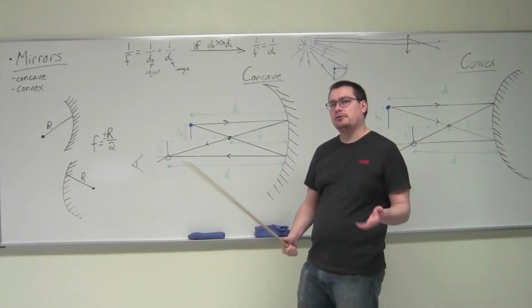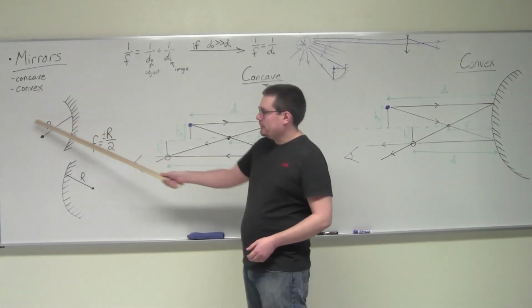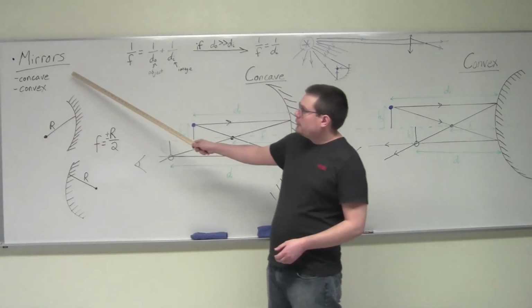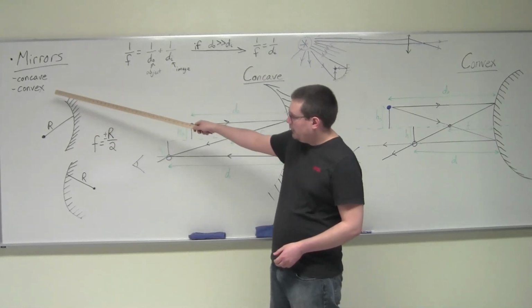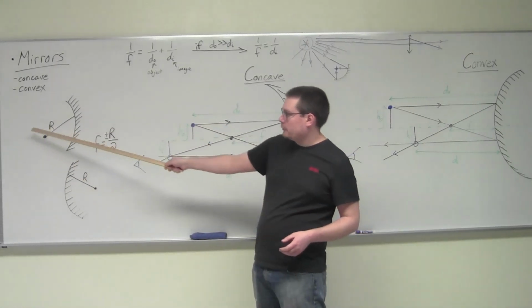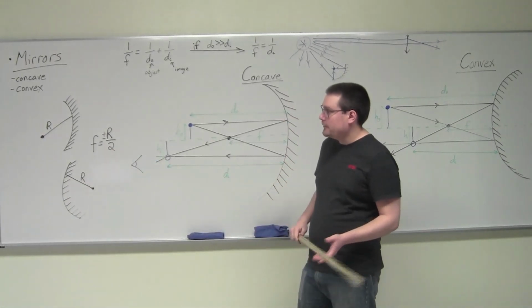In your handout it looks a little bit different, but basically if the light starts on one side, it will hit the mirror and stay on that side. There are two different types of mirrors: concave here, where the cavity points towards the incoming light, and convex, where the cavity points away from the incoming light.